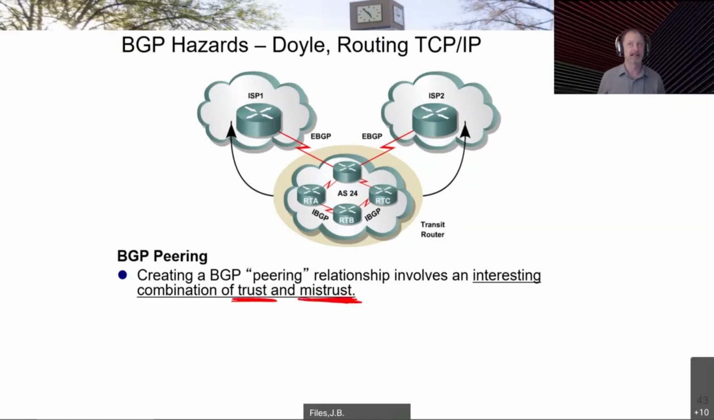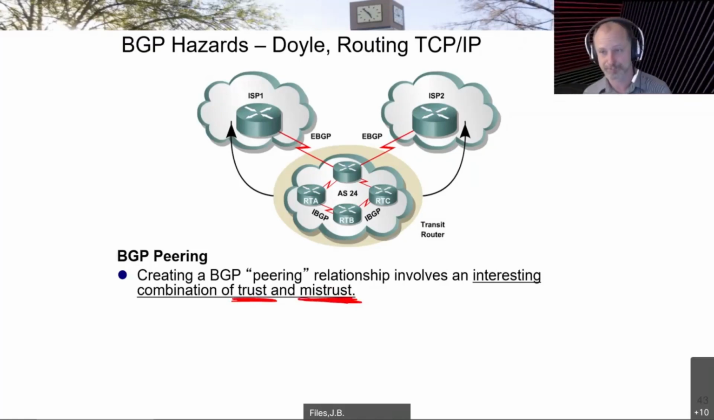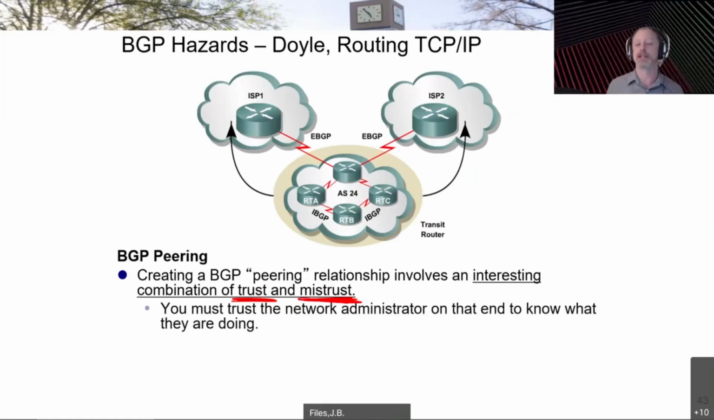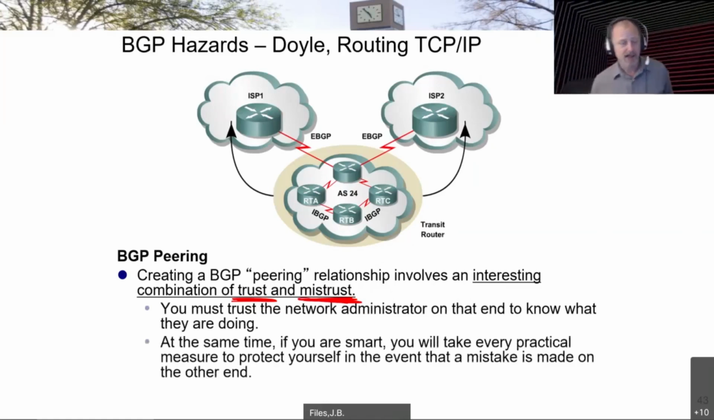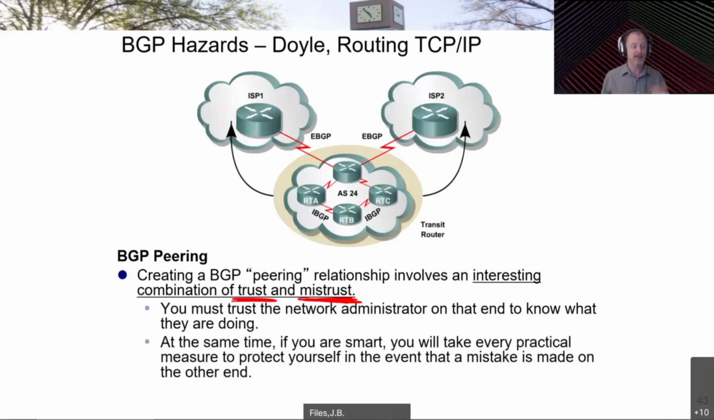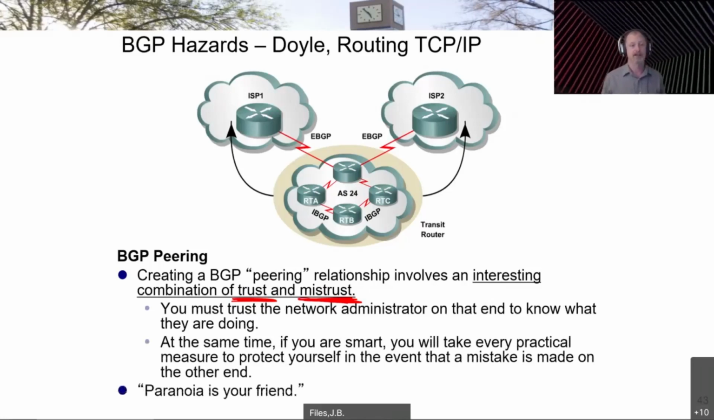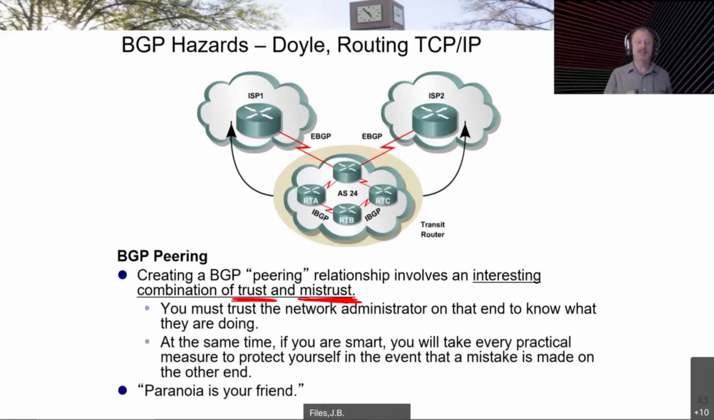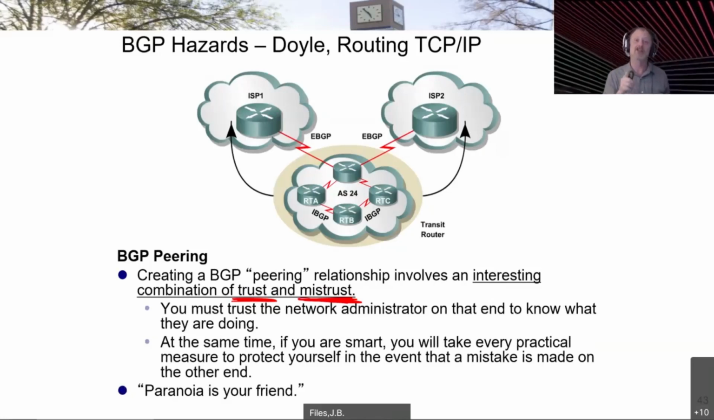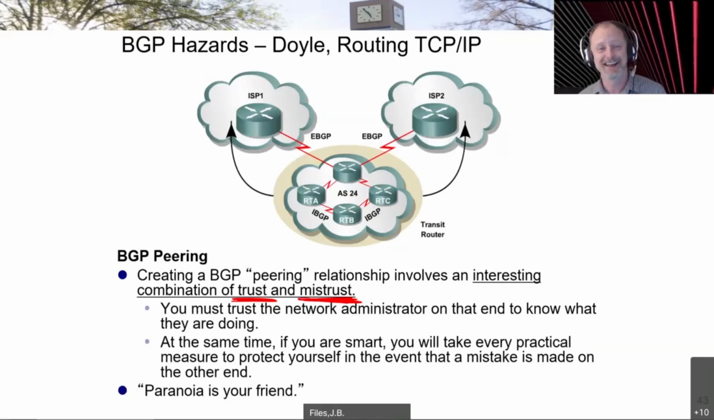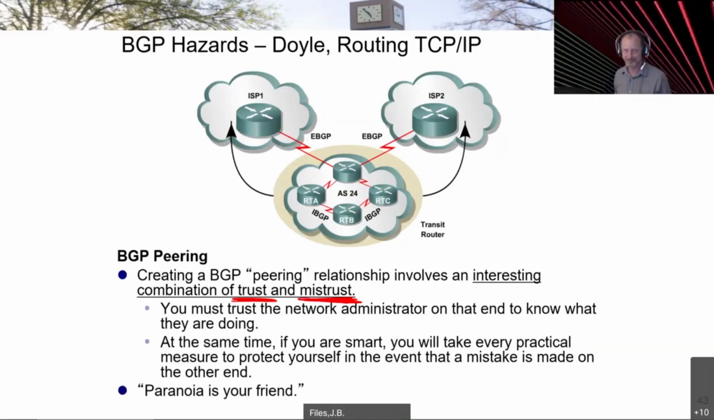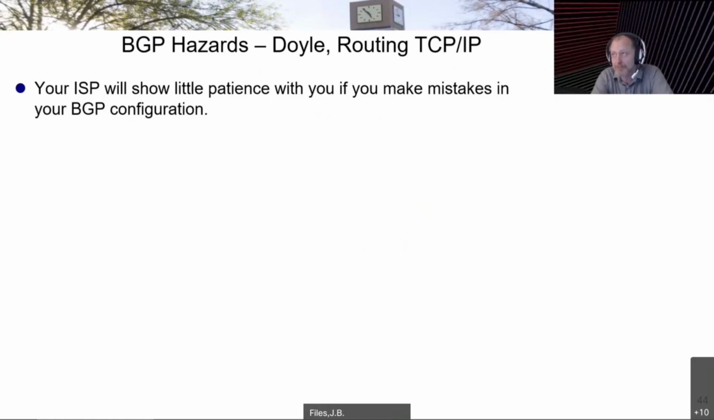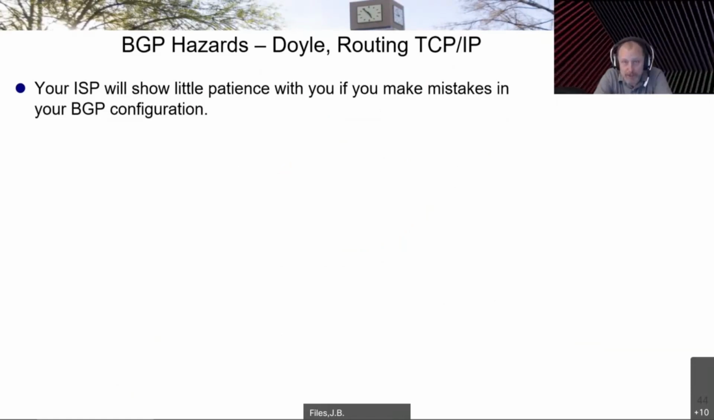So we have to trust the other side, but we have to also understand that they could screw things up. On the one hand, you've got to trust that the other network administrator knows what the heck they're doing. On the other side, you're going to take whatever steps you can to prevent their mistakes from hurting you. So paranoia is your friend. Just because they're not out to get you doesn't mean they're not going to try and get you. They may do it accidentally. Also, if you make a mistake, you could cause problems for somebody else.